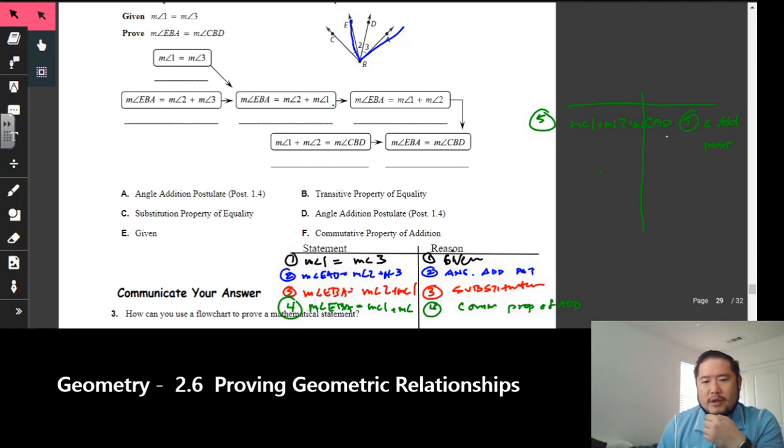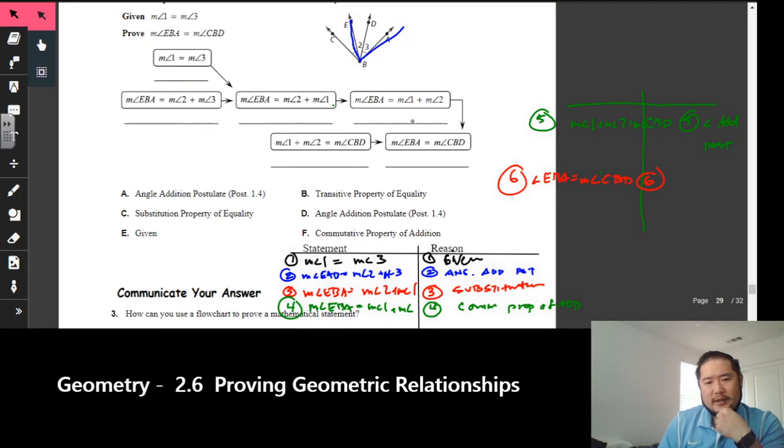And I went ahead and abbreviated it right there. So for the last thing, in statement 6, we have the measure of angle EBA is equal to the measure of angle CBD. Okay. Now, it looks like they took two separate things to come up with that.